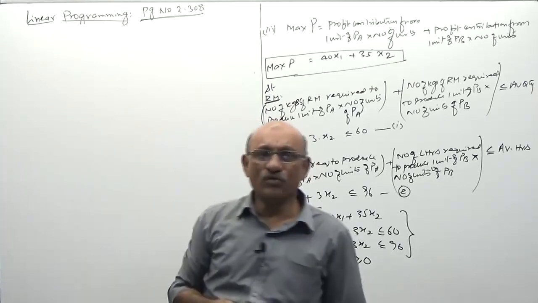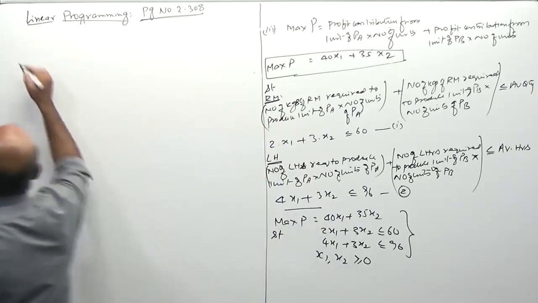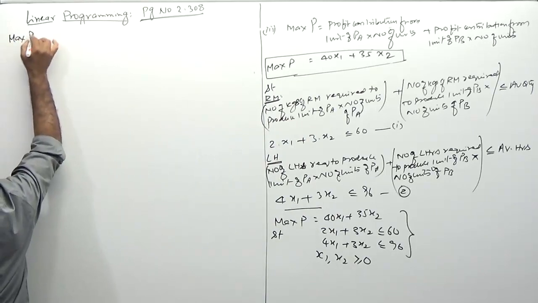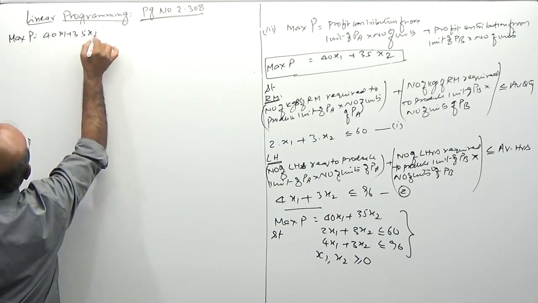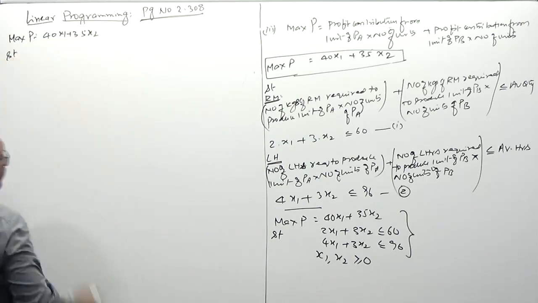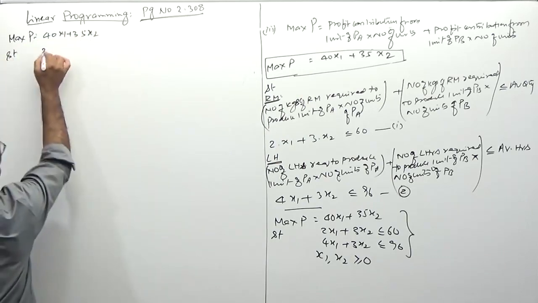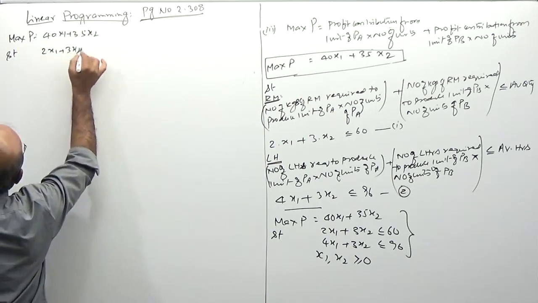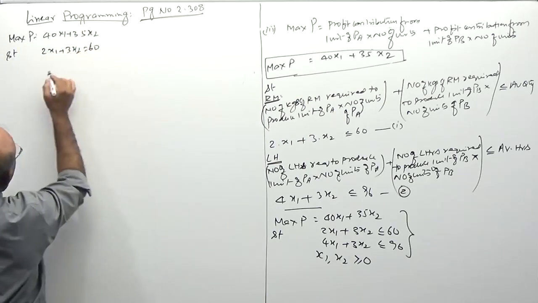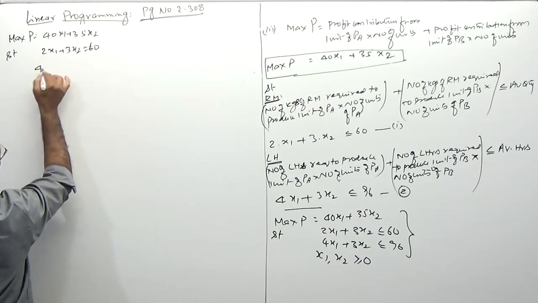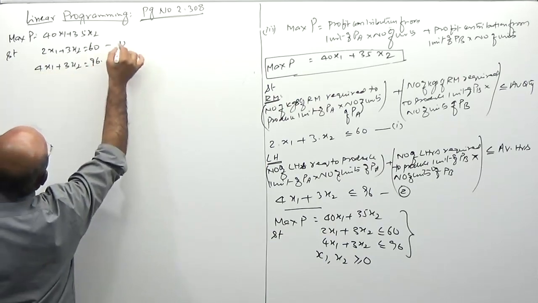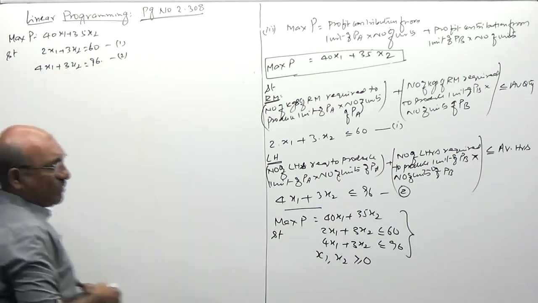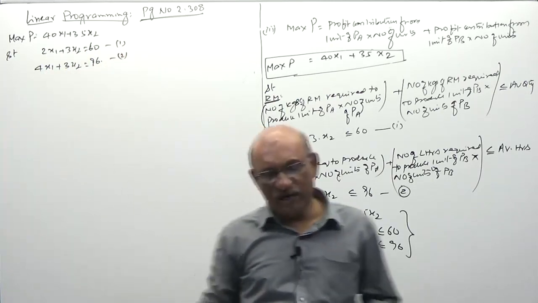Now, consider the problem one more time, sir. Maximize profit is equal to 40x1 plus 35x2, subject to 2x1 plus 3x2 less than or equal to 60, 4x1 plus 3x2 less than or equal to 96. This is the problem. Same problem I am considering.